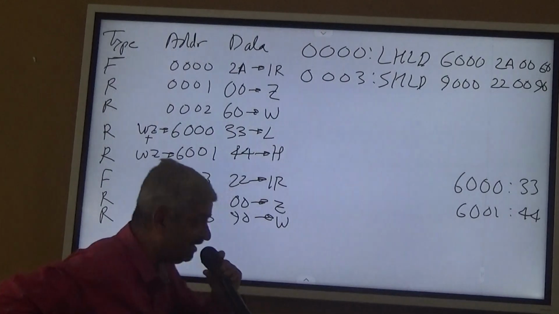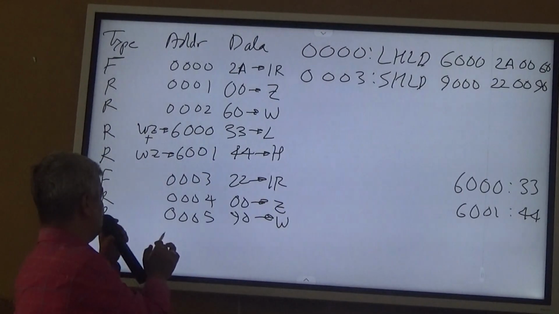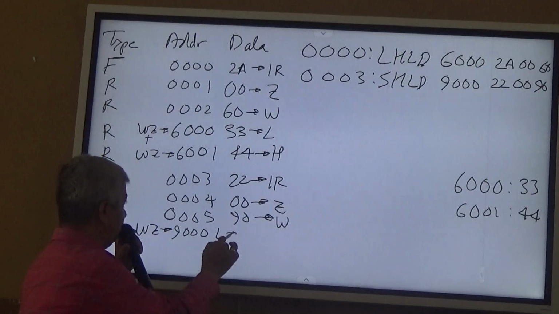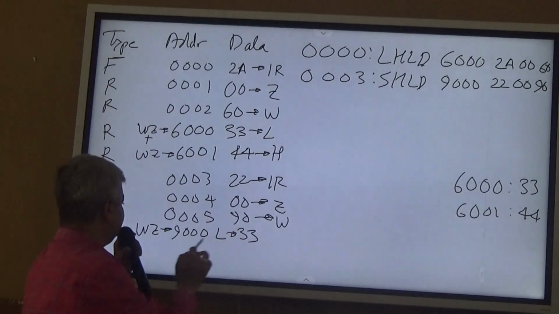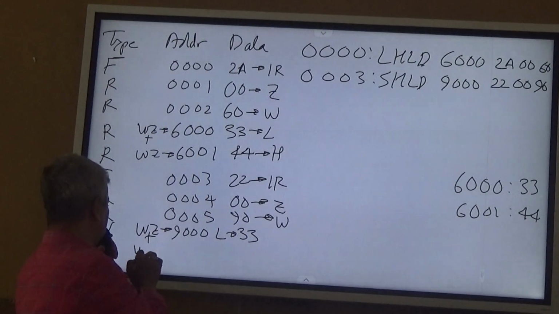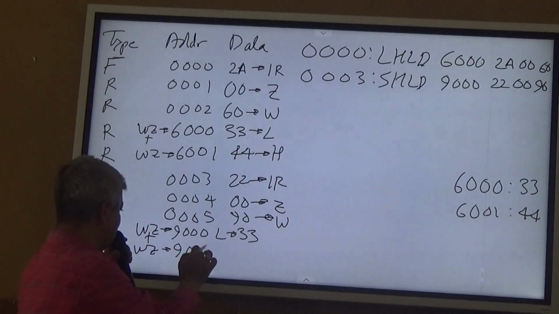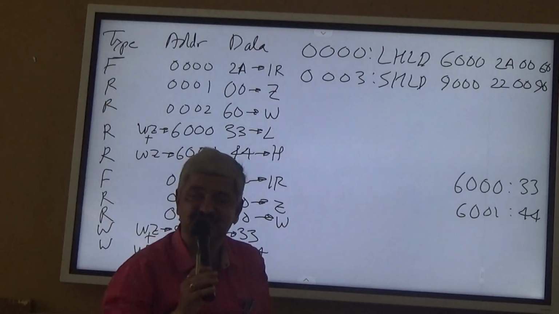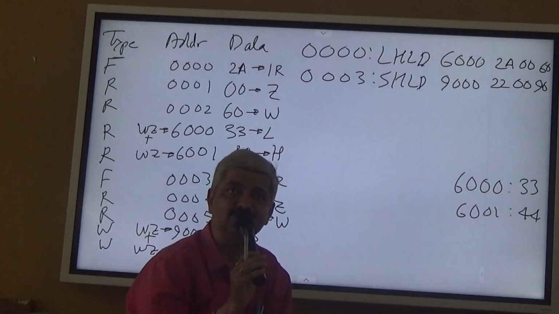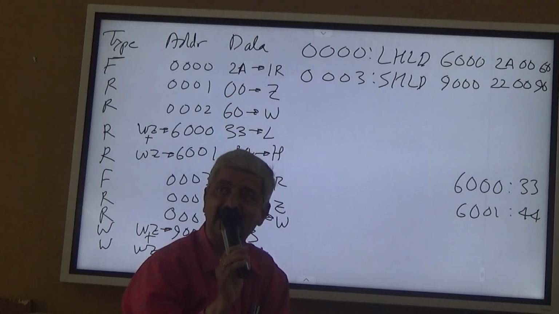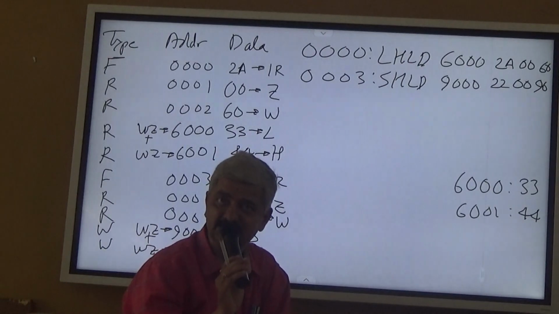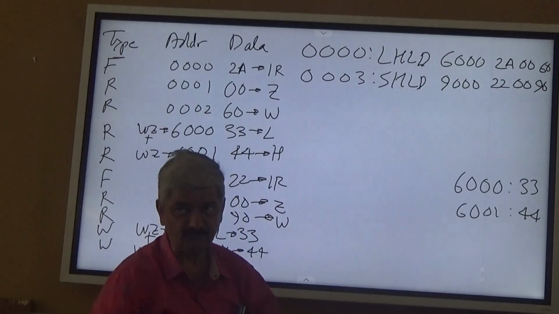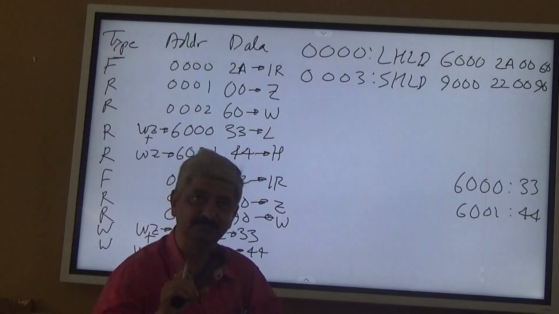So what should happen? Next cycle? Write cycle. Who should give the address? WZ giving 9000, L giving 33, WZ incremented, right? WZ giving 9001, H giving 44. We store H and L directly. Is it clear? Is it alright? I think it's quite clear now.